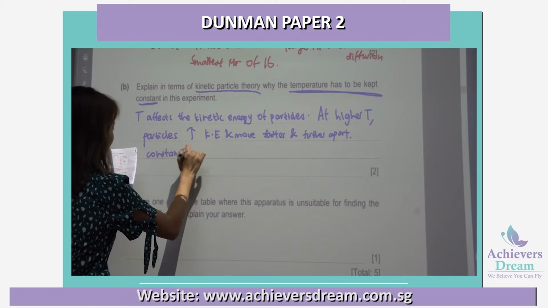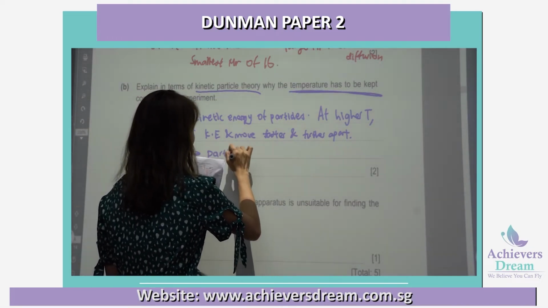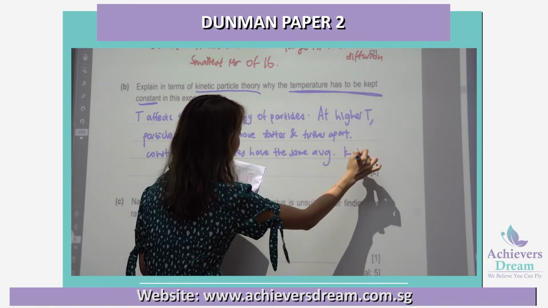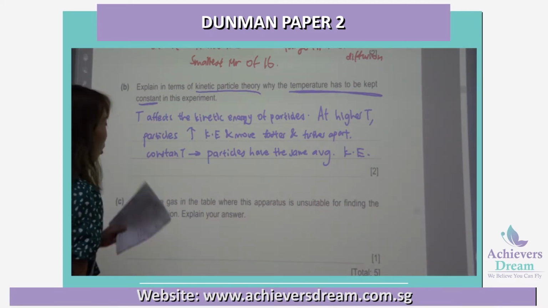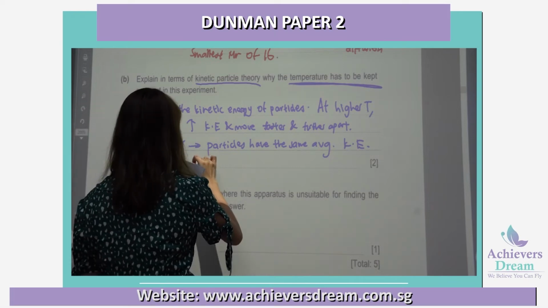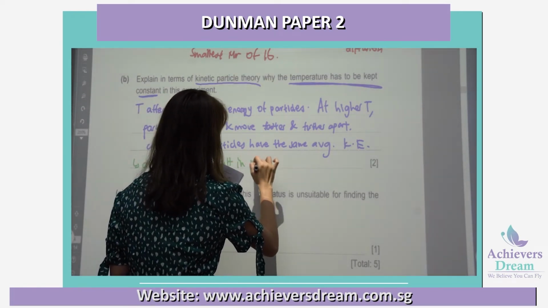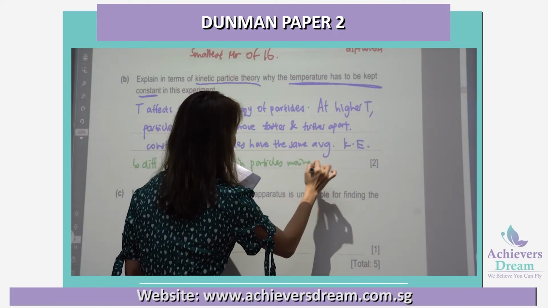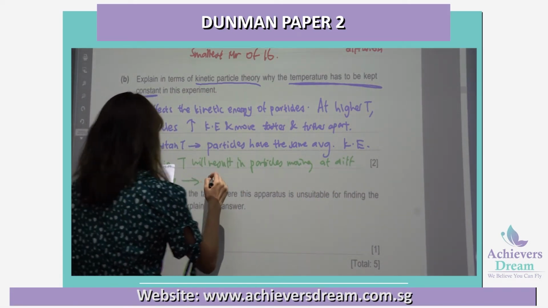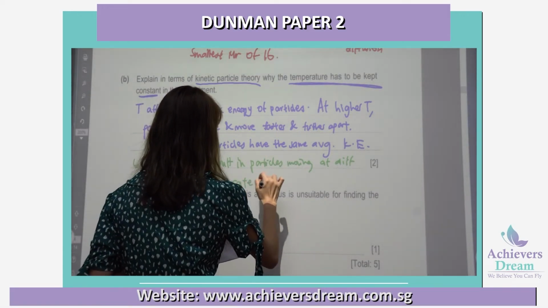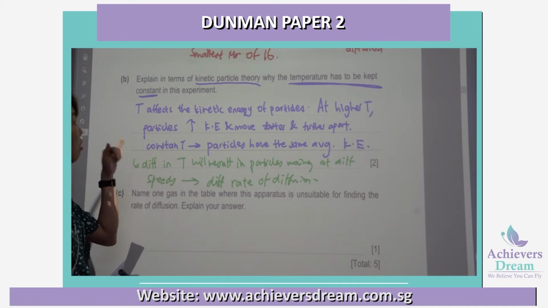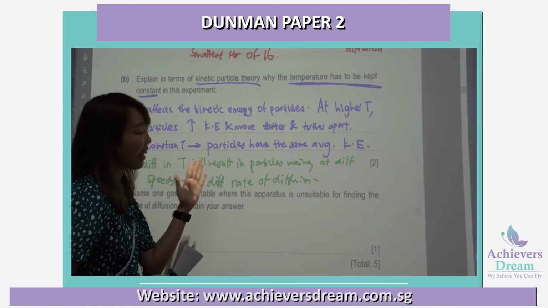A constant temperature would ensure that particles have the same average kinetic energy. Or you can say a difference in temperature. It all means the same thing. Difference in temperature will result in particles moving at different speed, so will lead to different rate of diffusion. Correct? Because the speed of your particles will affect the rate of diffusion. So if the temperature is not constant, it will be a very inaccurate experiment.